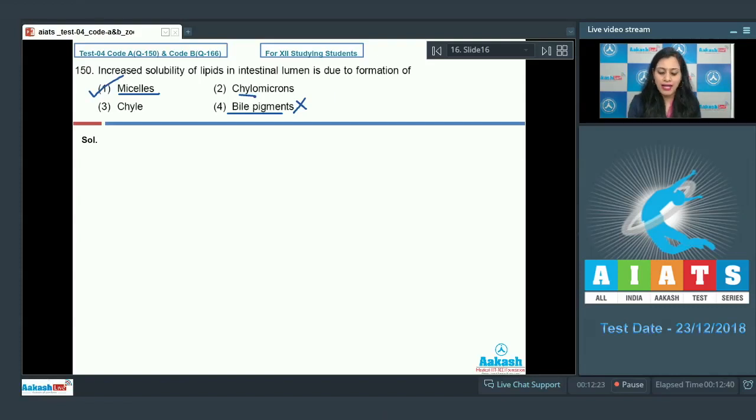The next option given is chylomicrons, and this is an incorrect option because chylomicrons are found within enterocytes and not in intestinal lumen. And the third option given is chyle. Chyle is a milky bodily fluid which is formed in small intestine during digestion of fatty food. So it's an incorrect option. So the correct answer for this question is option number 1. Let's discuss our next question.